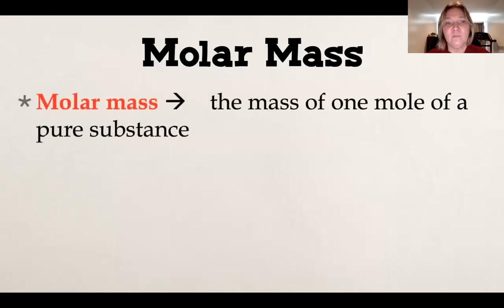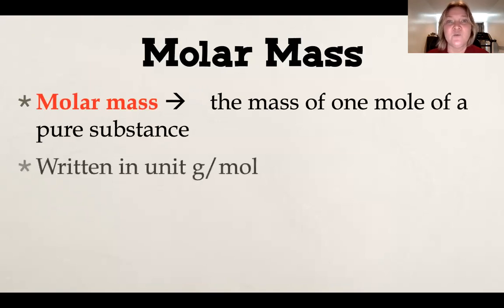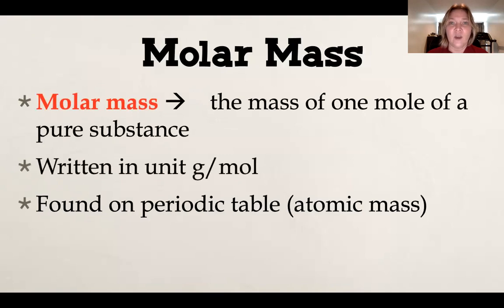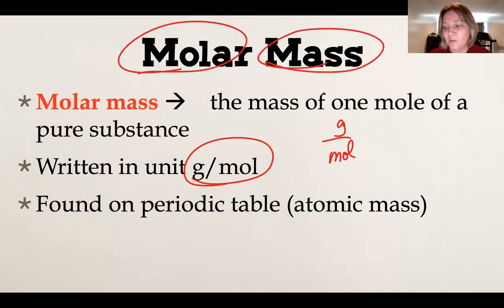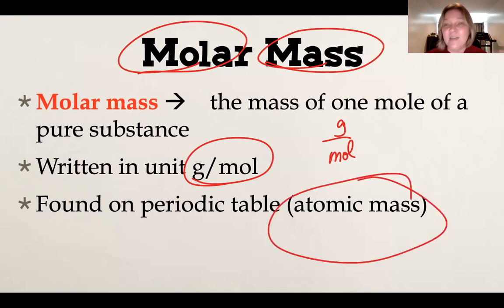Finally, we have molar mass, and molar mass is the mass of 1 mole of a pure substance. It is written in a unit, gram per mole. So gram per mole or gram over mole, that is the unit for molar mass. It really is just grams per mole. How many grams are in 1 mole? Now, the nice thing about molar mass is that it's the same number as atomic mass.